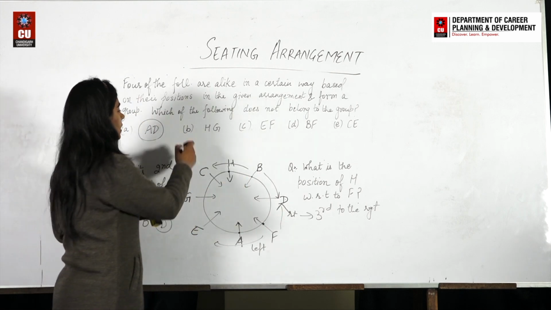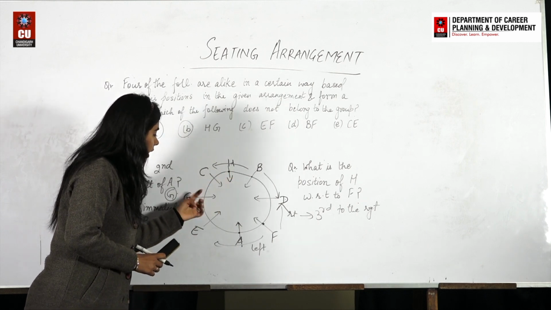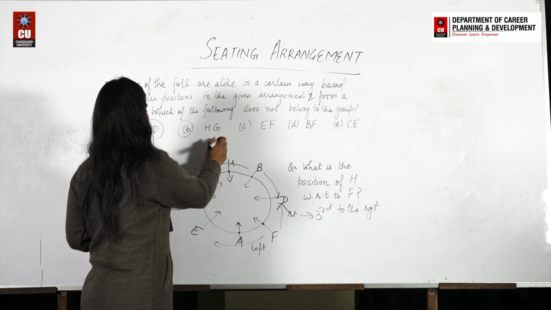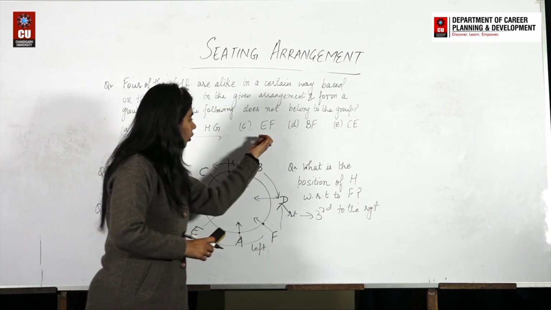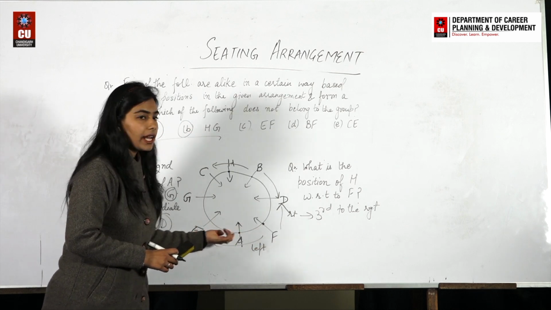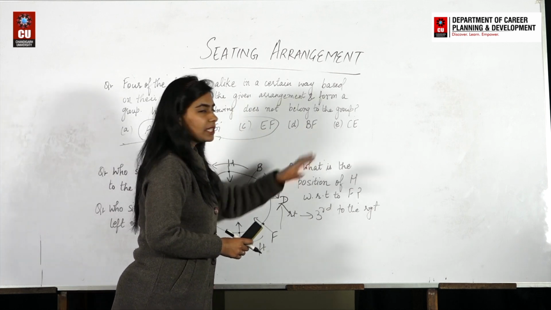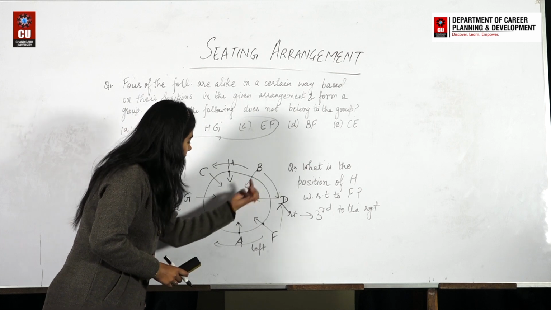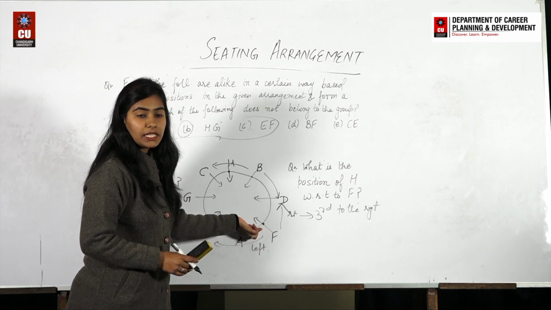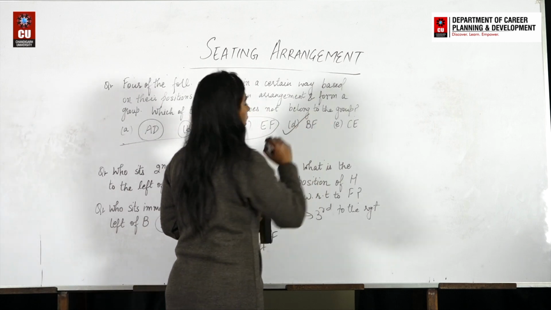Option B says HG. Now G is second to the right of H. Now both are alike to each other. Now third option, EF. F is second to the right of E. Now C is also alike. Now the fourth option says B and F. Now F is second to the left of B, which is not alike to them. Then D is our answer.